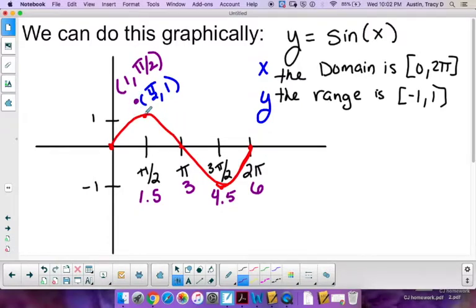Okay, so this point goes to here. Now, you might ask why I didn't do the 0, 0, because 0, 0 doesn't change. All right, so again, we're just swapping the x and the y values. So the next one is at pi, 0. Okay, so that's going to be about 3, 0. So we have to go to 0, 3.